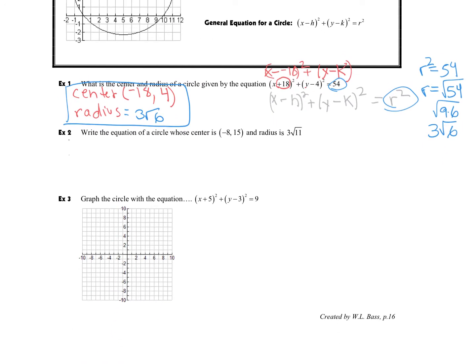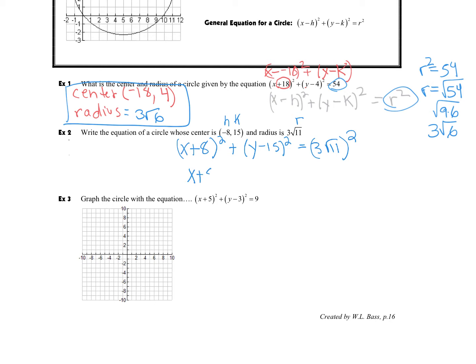Okay, let me move this up and let's look at number 2. Number 2 says, write the equation of the circle whose center is negative 8, 15, so that is your h and k, and the radius is 3 times the square root of 11. I'm going to start with my formula: x minus a negative 8, which turns into x plus 8, plus y minus 15 squared, is equal to 3 times the square root of 11, and that's the radius, so we have to square it.